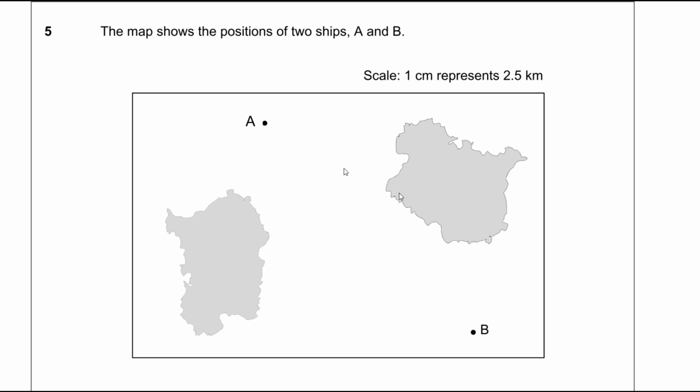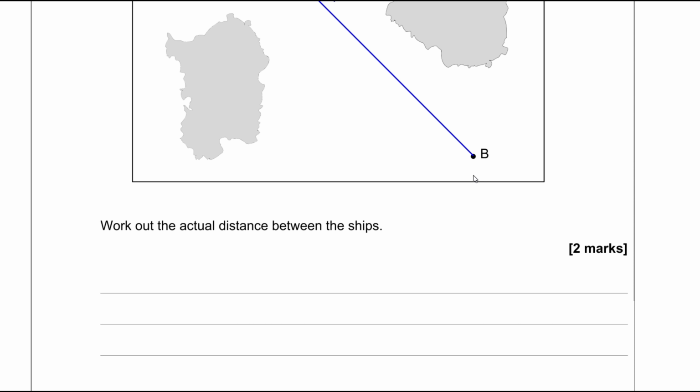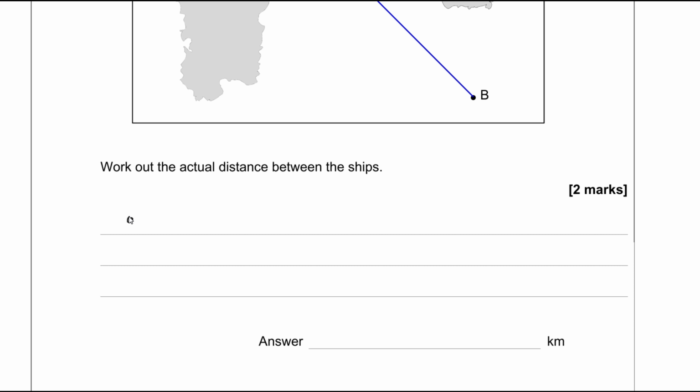First of all, we need to measure the distance on the map. From A to B, I use my ruler. From here to here, from A to B, I got 8.5 centimeters. We are asked about the actual distance, so we will use this scale, 1 centimeter for 2.5 kilometers. Let's write it down here. We've got 8.5 centimeters, and we need to times it by 2.5 kilometers.